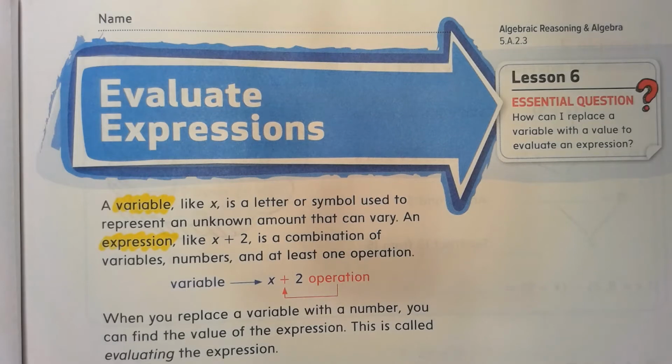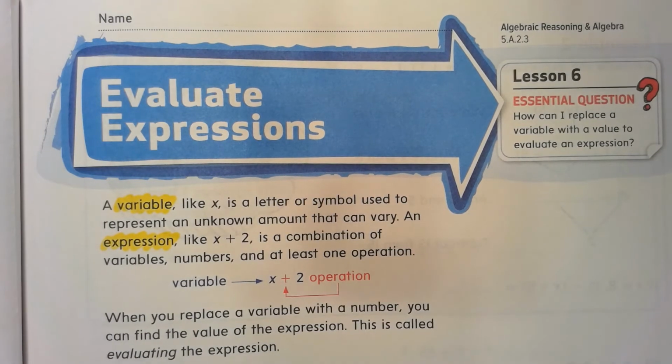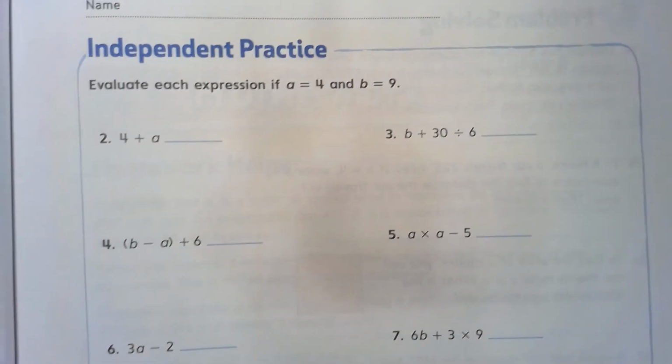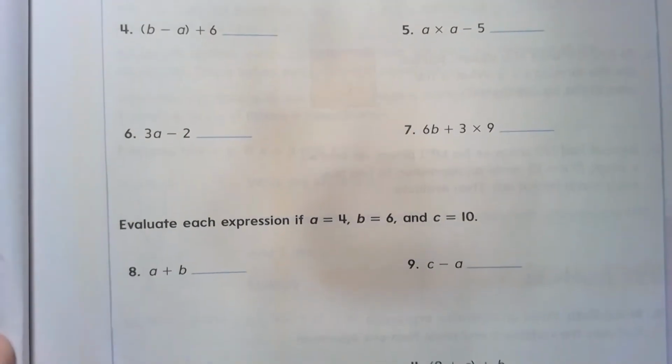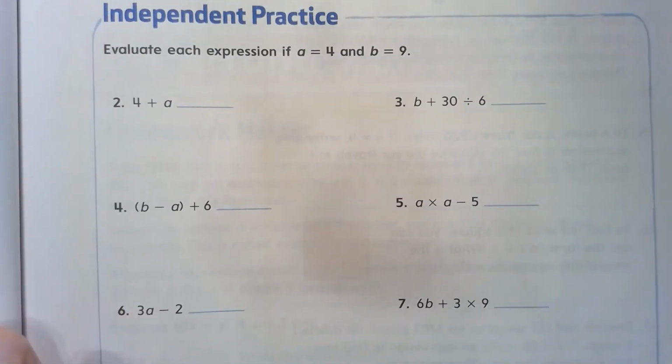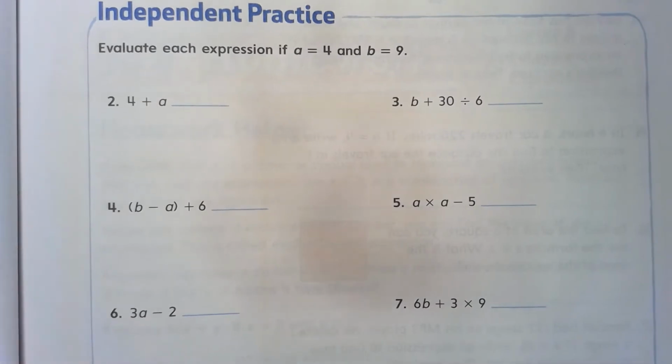In this video, we're going to look at some select problems from Lesson 6 in the Oklahoma Math Supplement. This lesson is over evaluating expressions. The first problems that we're going to look at are on page 33, and we're going to look at problems 6 and 7. The directions for this section say evaluate each expression if A equals 4 and B equals 9.